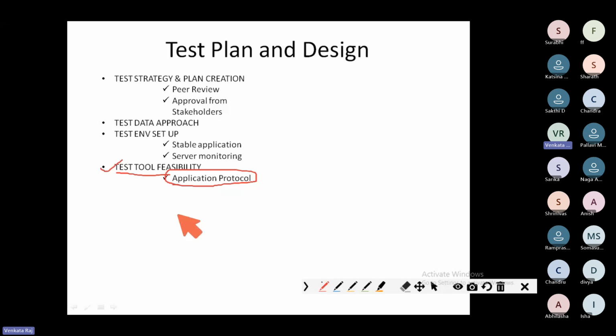But there could be some protocols which JMeter will not support, right? So you need to know which protocols are supported by JMeter, which by LoadRunner, which by NeoLoad. Based on that, you will do the test tool feasibility analysis. Clear, everyone? Whichever performance testing tool is compatible. Now, if your customer is not ready to purchase a commercial tool, then you have to think of open source tools only. Agree? Okay.